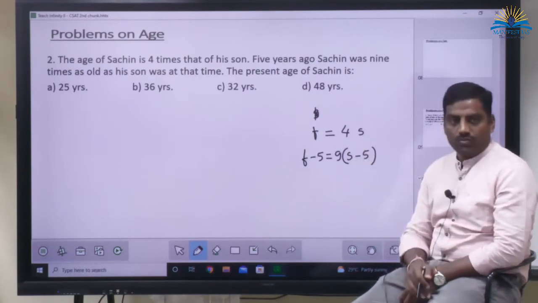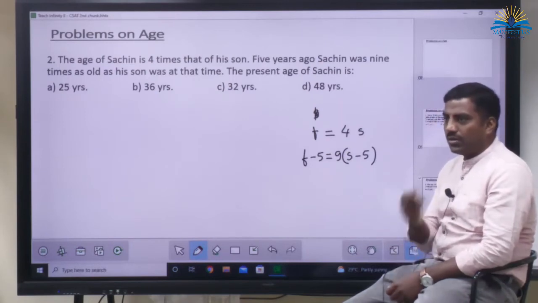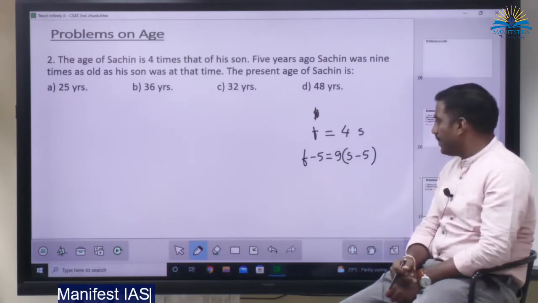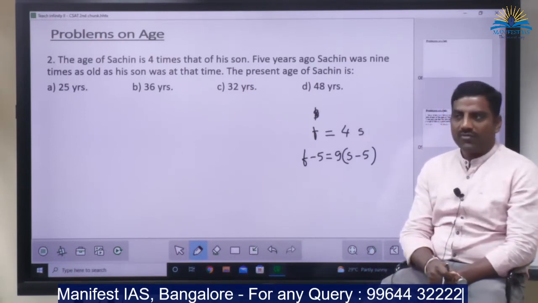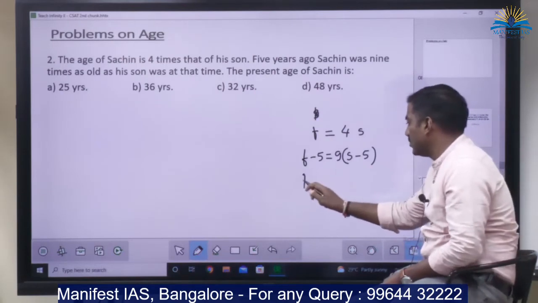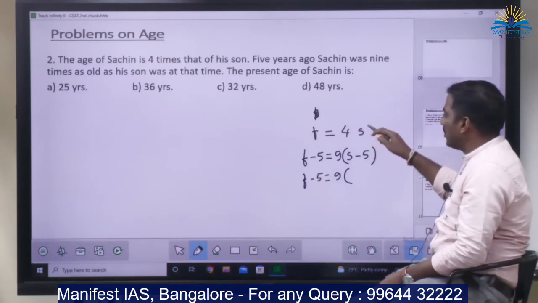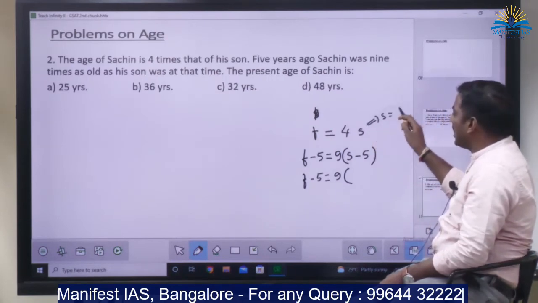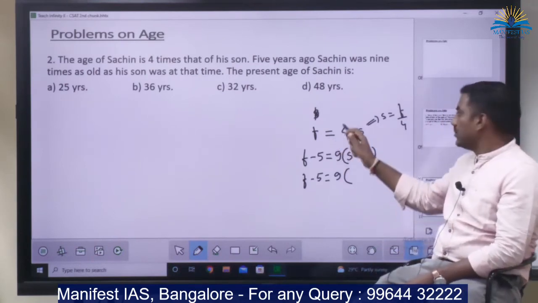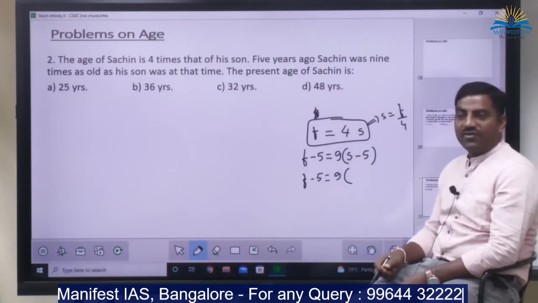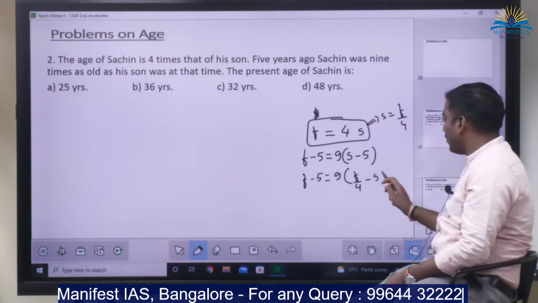You want the present age of Sachin, that is the father. You want the father's age, so keep F like that only, and in place of S, substitute in terms of F. F minus 5 is equal to 9 times (S minus 5). S can be written as F divided by 4. So put F by 4 minus 5.